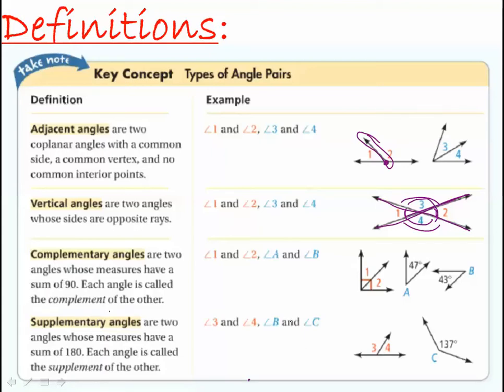We could also say that angles B and C are supplementary. Notice angle B is 43 degrees. Angle C is 137 degrees. If I add them together, that's 180 degrees.